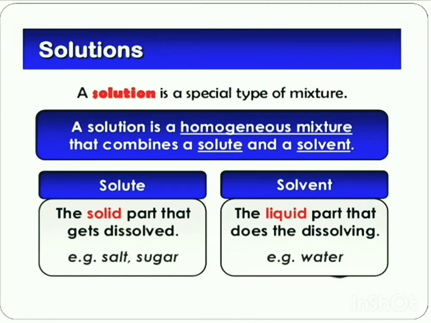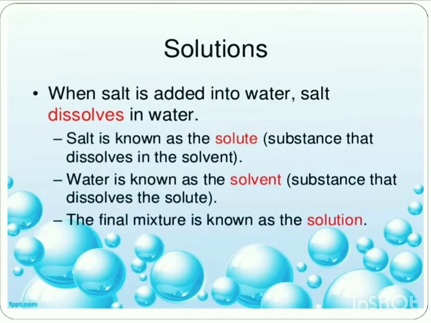So solute, the solid part that gets dissolved, for example salt and sugar. Or we also say that solute is present in a little quantity. Solvent, the liquid part that does the dissolving, in which the solute is dissolved, is called the solvent. Or the part which is present in more quantity is called the solvent. For example water. And water is also called the universal solvent.